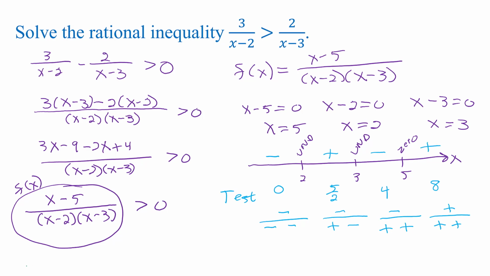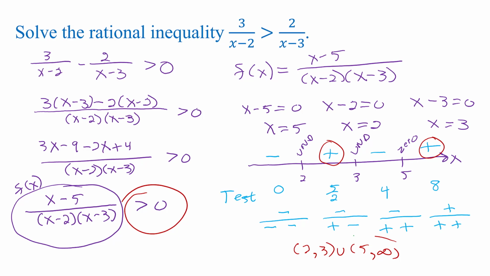So what are we looking for here? Well, let's go back and look at our function f of x. We want f of x to be strictly greater than 0, so we would only look for the pluses on the sign chart, and we would see our solution is 2 to 3 union 5 to infinity, not including 2, 3, or 5 in the solution.